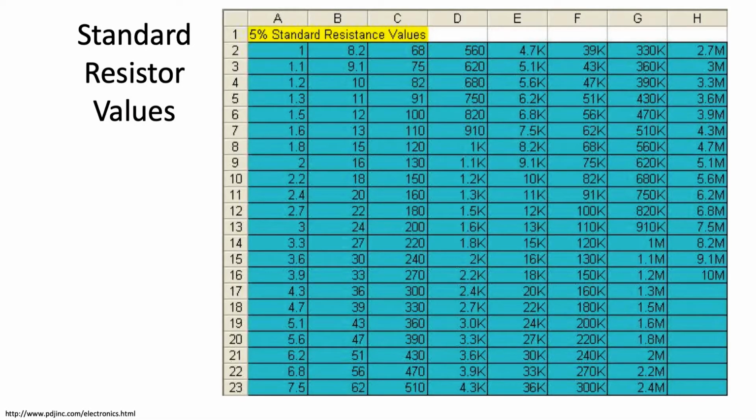These are the standard values of resistors. You can never buy or find any resistance between these values.